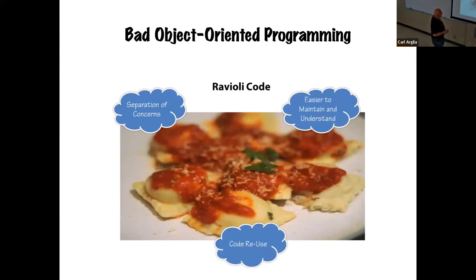But there is such a thing as bad object-oriented programming, and I'm not going to go into this. We call that ravioli code, and that's the topic for a whole other lecture.